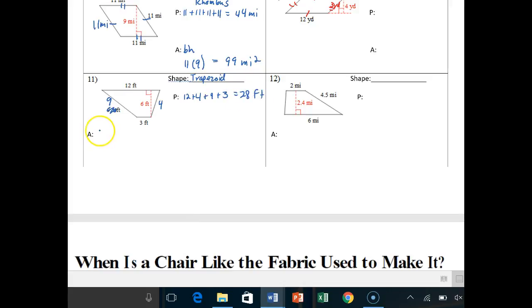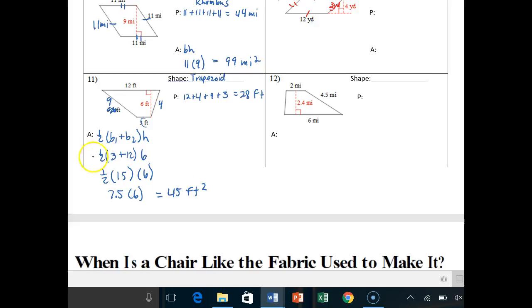And now the area is a little tricky, so it's 1/2 base 1 plus base 2 times height, right? So 1/2, your first base, bottom base is 3, plus your second base, top base is 12, times your height, which is 6, right? Now you could do this exactly how I've done it, 1/2 times 15 times 6, and you could be like, oh man, what's half of 15? That's 7.5 times 6. And then you'd have to be like, well, I need a calculator and all that stuff, and it might get a little tricky. It would give you 45 feet squared.